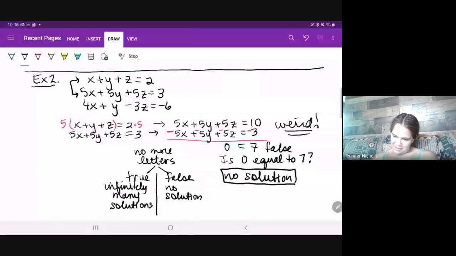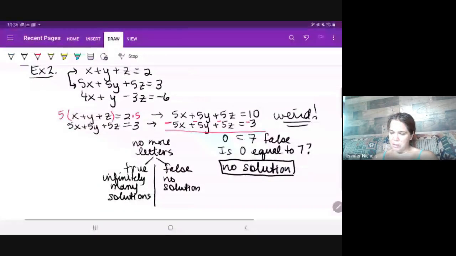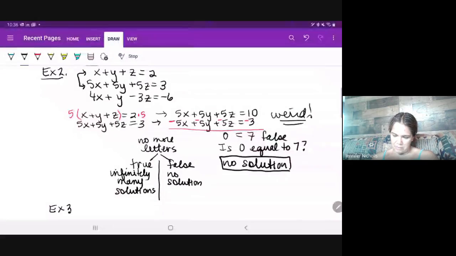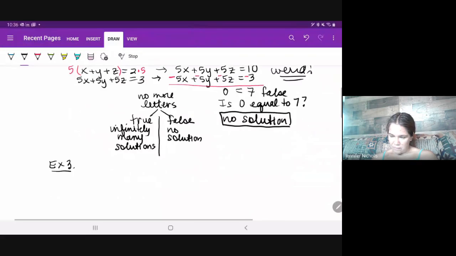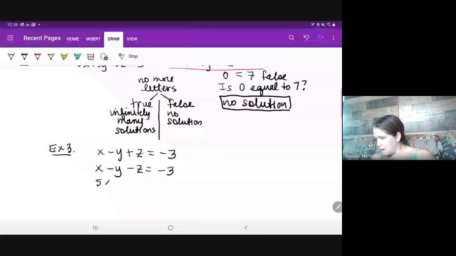Okay, so let me show you one of the infinite number of solutions ones. But example 1 is mostly what you're going to need to practice. So example 3. Okay, so x minus y plus z equals -3. x minus y minus z equals -3. 5x minus 5y plus z equals -15.